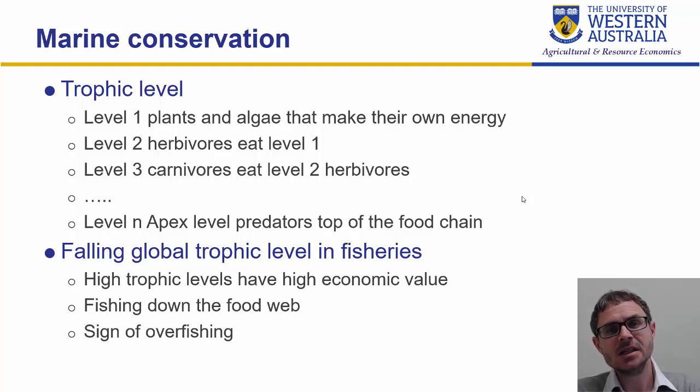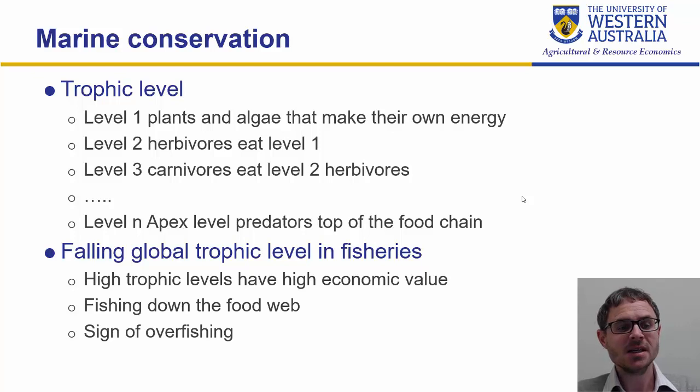So we've got this idea: how might we measure the health of some of our marine systems? Something is about getting an idea of the trophic level, the average trophic level. So we have this sort of hierarchy in our marine system. Level 1 is the plants and algae that generate their own energy from the sun. Then we have the different food chain going all the way till we get to the apex predators at the top of the food chain.